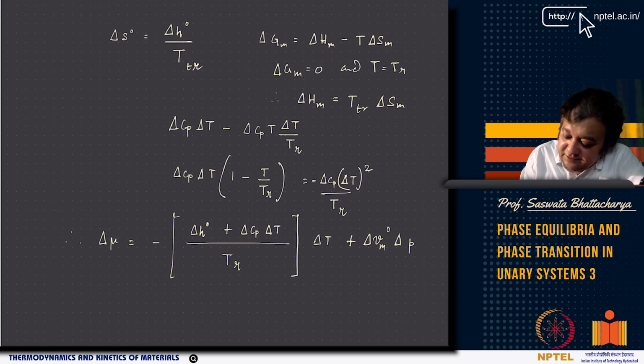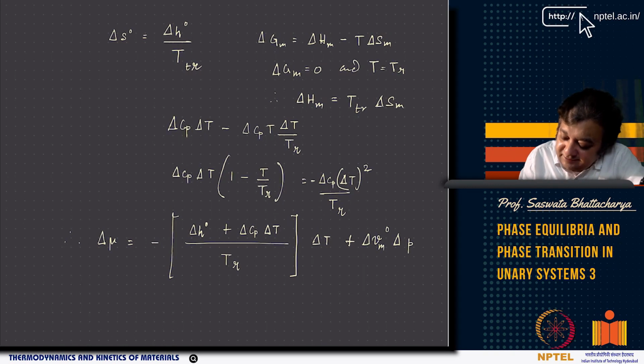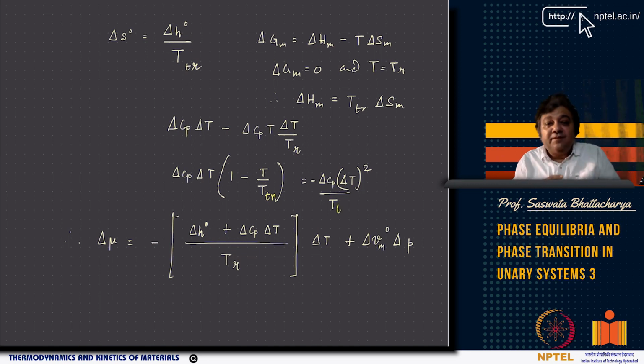So this becomes delta T whole squared by the transformation temperature T. Remember, this is Tr, the transformation temperature. Sometimes Tr can be replaced by Tb, the boiling point, which is the equilibrium between the liquid phase and the vapor phase, or by the melting point, which is the equilibrium between the solid phase and the liquid phase.